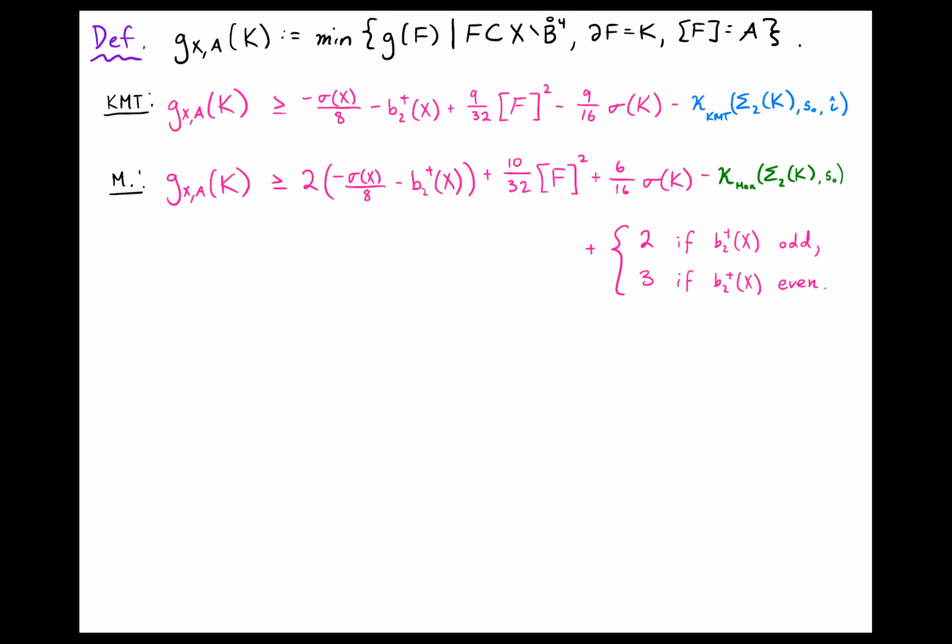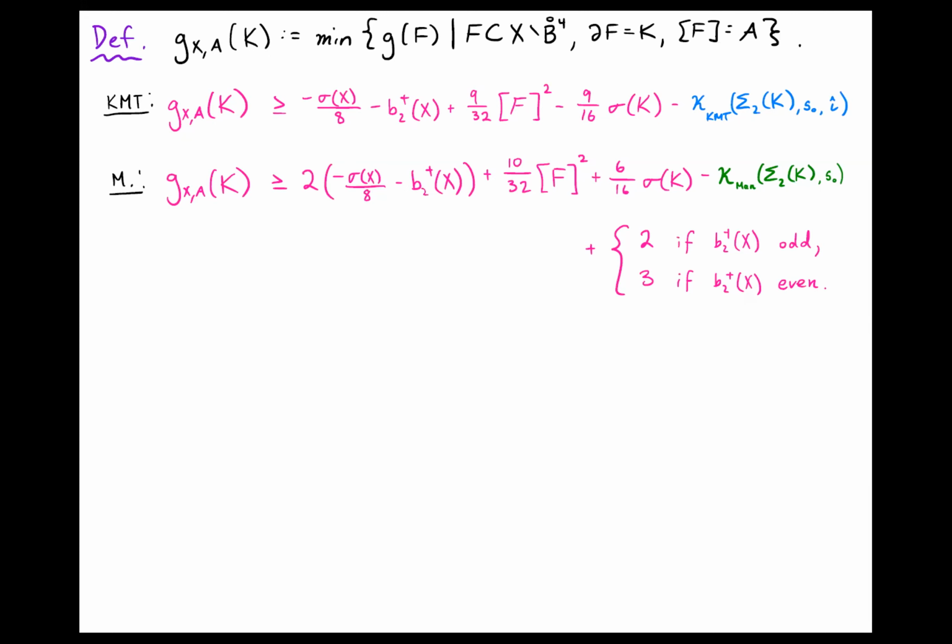Up top we have the K and T inequality, and then my inequality right below it. What's kind of nice is that these two inequalities look pretty similar, but there are a few key differences. There's a lot of things going on there. I don't want you to parse every detail of the inequalities, but just look to see the similarities and the differences. The main difference is that in front of the knot signature in the K and T inequality, there's a minus sign. In front of the knot signature in my inequality is a positive sign.